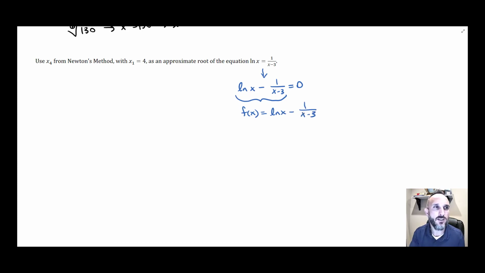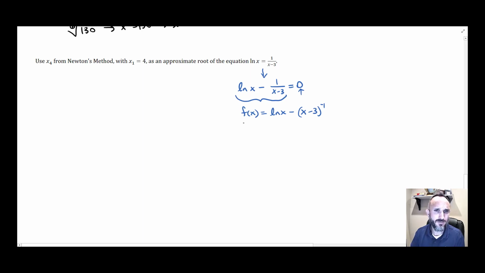And you know what? Because we know we have to differentiate, you might find it useful to rewrite 1 over x minus 3 as x minus 3 to the negative first power. Okay? So that's how you create your function. Take what you have, get 0 on one side, and then what's on the other side you want to call your function. Because remember, you're finding x-intercept and you want this to be 0. Okay?